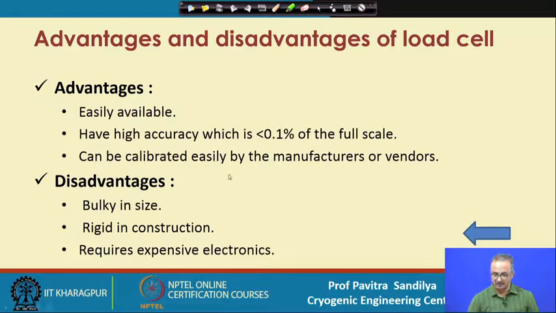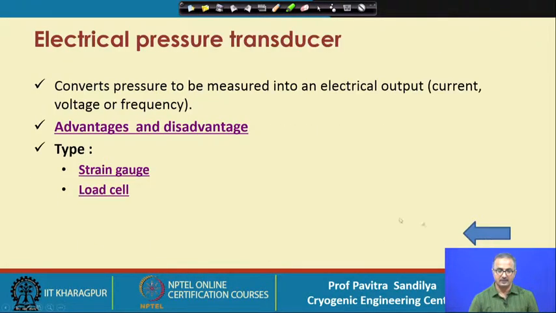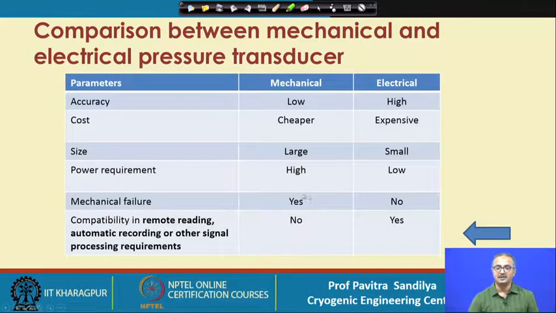Now these are the comparison of the mechanical and electrical pressure transducer. Accuracy wise, electrical transducers give higher accuracy than mechanical transducers. Cost wise, of course, mechanical transducers are cheaper than electrical transducers. Size wise also, electrical transducers are smaller than mechanical transducers. Power requirement is higher for mechanical transducers because the pointer has to overcome some kind of frictional resistance, which is not the case with electrical transducers.